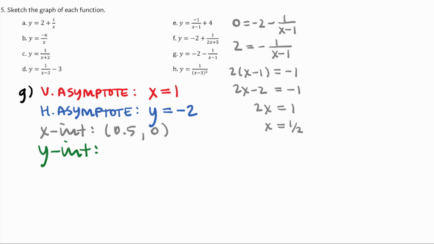Then I'm going to find the y-intercept by plugging in x equals 0. So for g, y is going to equal negative 2 minus 1 over 0 minus 1. That's equal to negative 2 minus negative 1, so that will be negative 1.